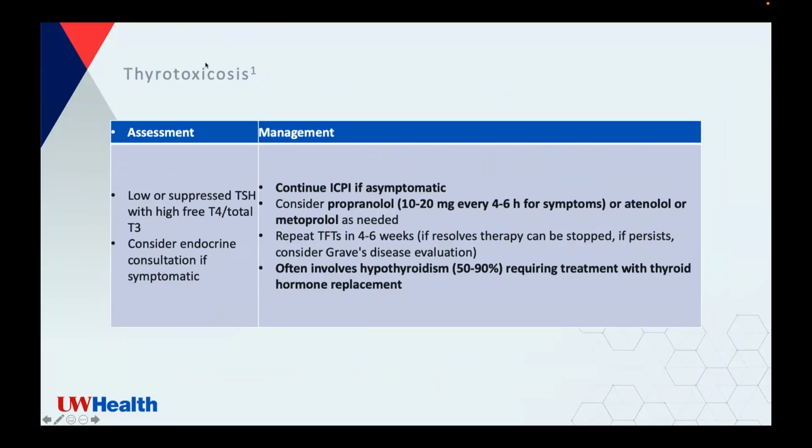So moving on to thyroid toxicosis, that's elevated thyroid hormone in the tissues. With this, we're going to be continuing ICPI if the patient's asymptomatic. We can consider adding in some symptom control like propranolol, atenolol, or metoprolol at this point, but it's often worth getting an endocrine consultation. Often there's hypothyroidism as well in these patients, so treatment with thyroid replacement or hormone replacement is probably warranted as well.